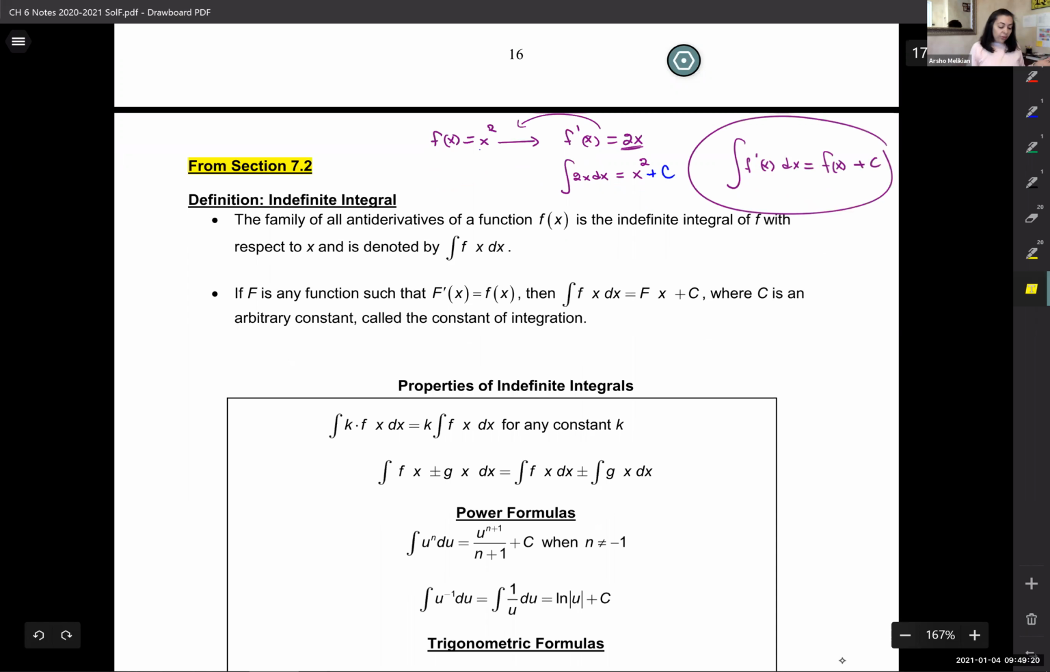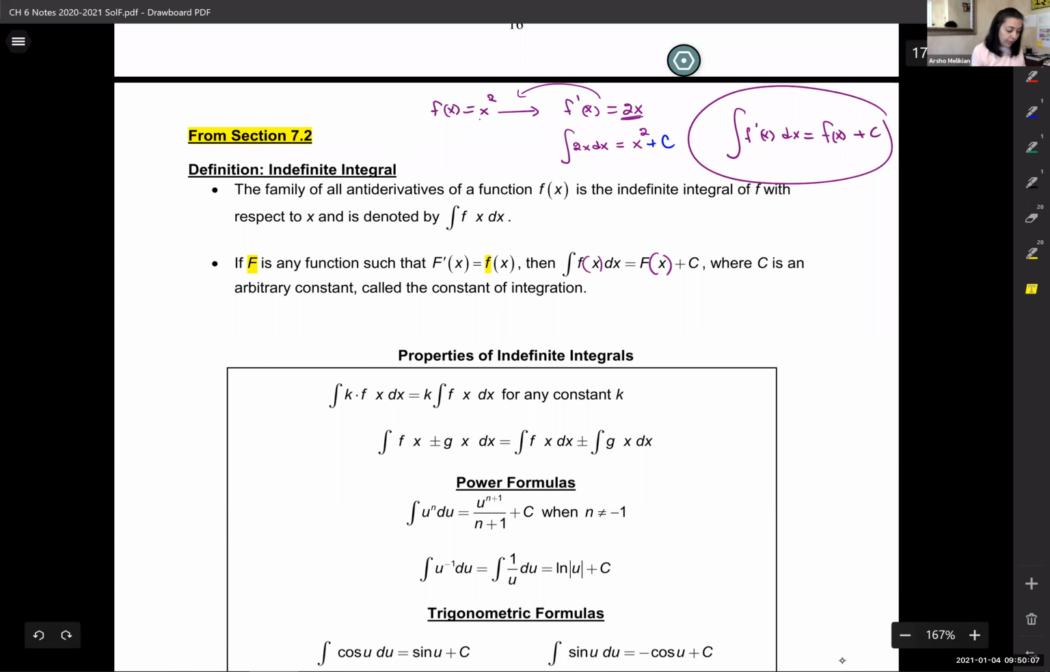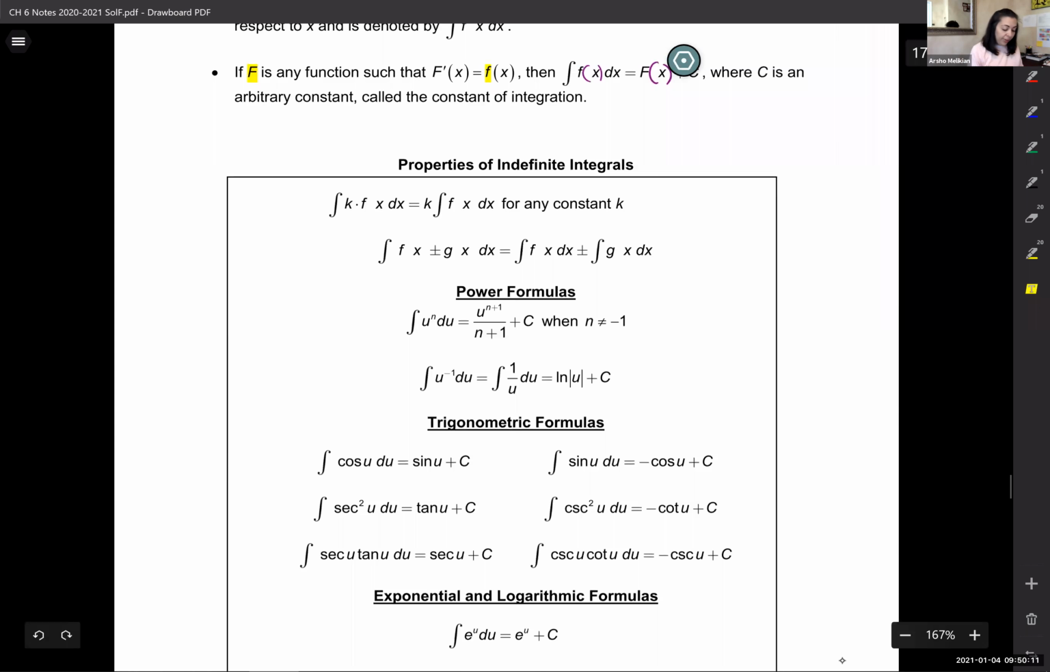So, now we introduce a capital letter F. If capital F is any function such that F prime is f, right? Then we say the integral of f of x is capital F of x plus C. So basically it gets rid of the prime, right? So the integral of the derivative is the main function, okay? The main function is capital F, the derivative is little f, and the integral of the derivative is the main function, where C is an arbitrary constant, okay? So, properties.